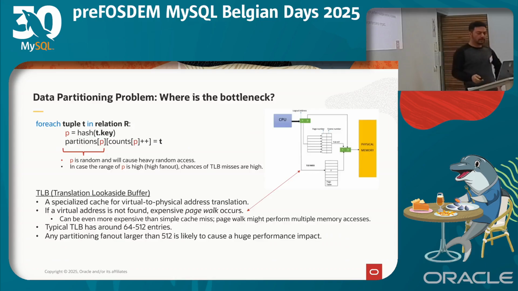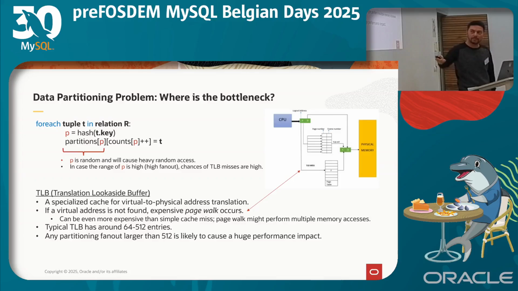So, okay, another problem. You are doing the partitioning, right? Partitioning may be depicted with a very small, simple pseudocode here. You hash it, and then you try to write into some partitions, right? But even here, P is a random number, right? And if this is high, what happens is you end up with translation look-aside buffer misses. So this is even costlier than a cache miss.